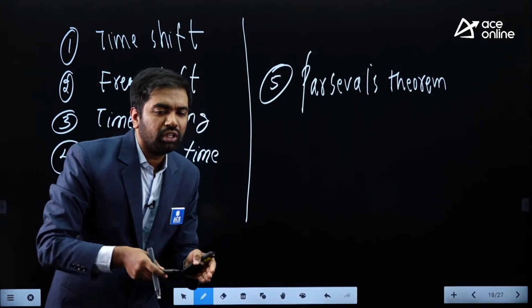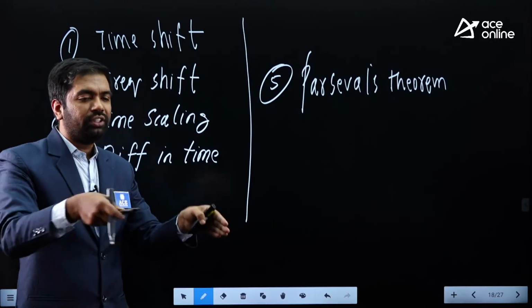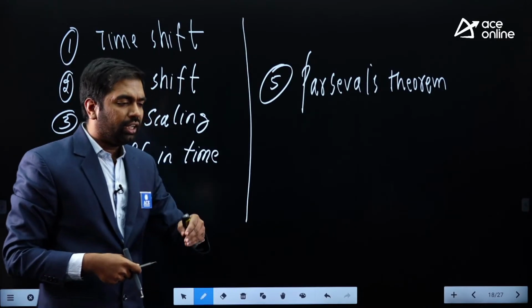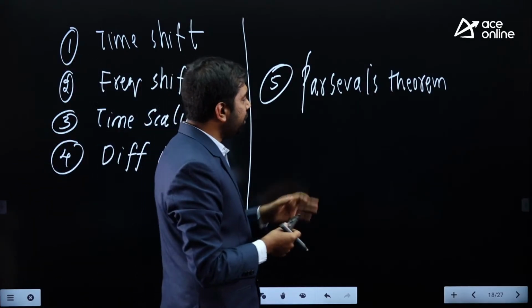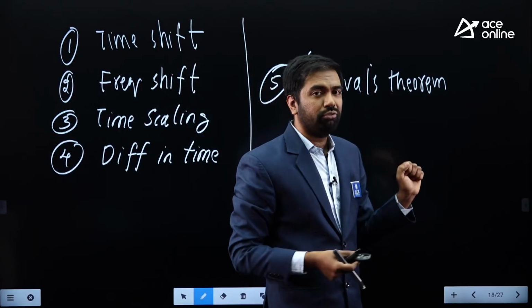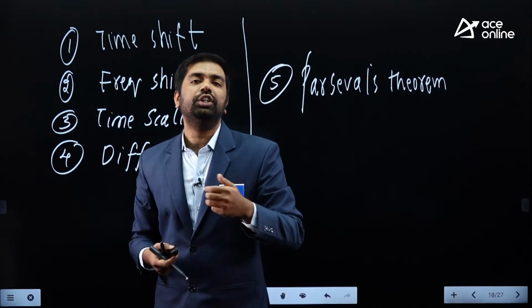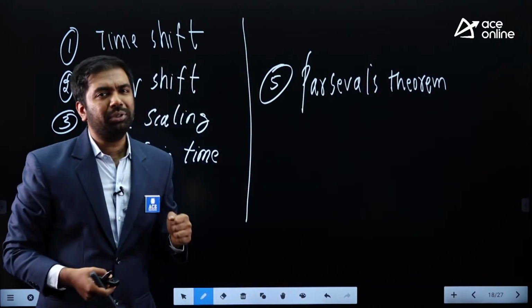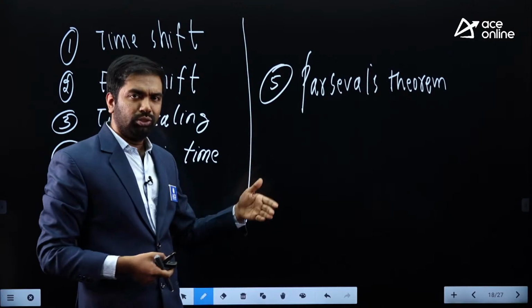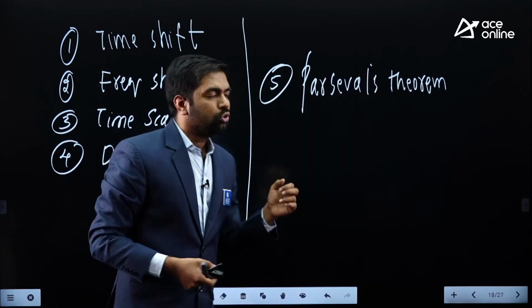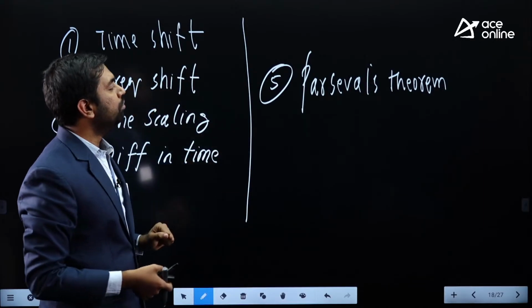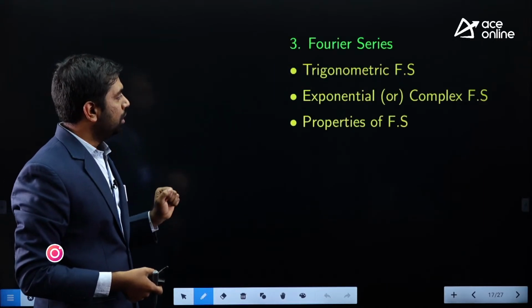We have a relation between the average power present in the given waveform and the Fourier series coefficients. So it relates the average power present in this periodic waveform with the Fourier series coefficients. There are other properties like multiplication, convolution, which anyway we are going to learn in Fourier transforms as well. So these are the main properties in the Fourier series topic.